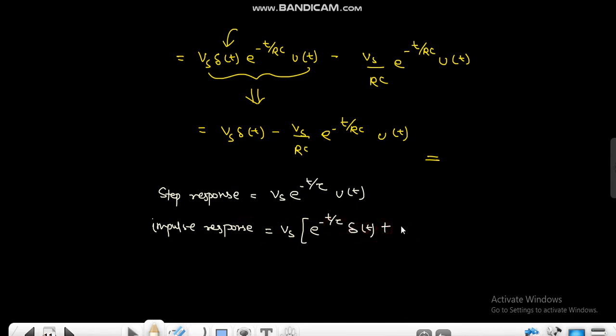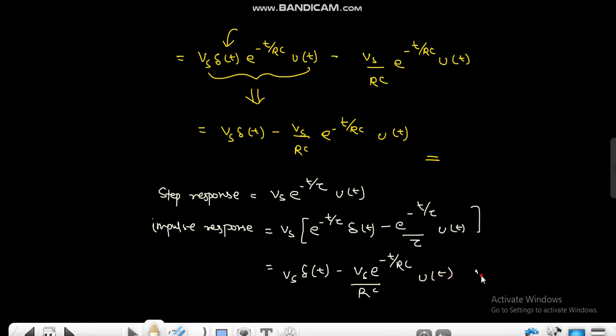Not plus, because of the differentiation we will get minus here, e to the power minus t upon tau into ut. So what are you getting here? At t equals 0, it will be 1. Vs into delta t minus Vs e to the power minus t upon tau Rc u of t. See, it is the same only.